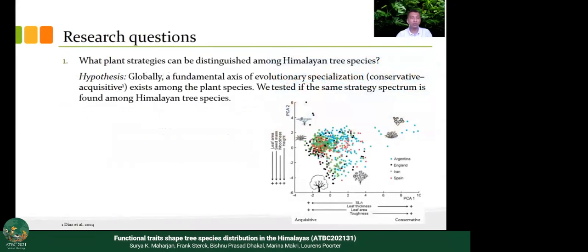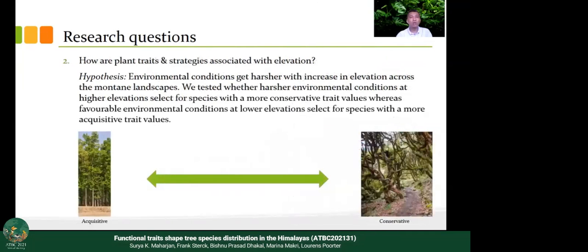We specifically address three research questions. What plant strategies can be distinguished among Himalayan tree species? Globally, a fundamental axis of evolutionary specialization exists among plant species, extending from species with conservative strategies, such as small, thick leaf tissues, to species with acquisitive strategies with opposite sets of traits. We tested if the same strategy spectrum is found among Himalayan tree species.